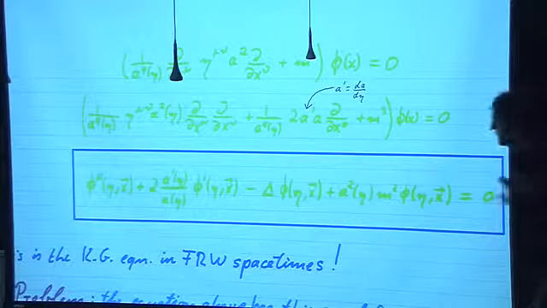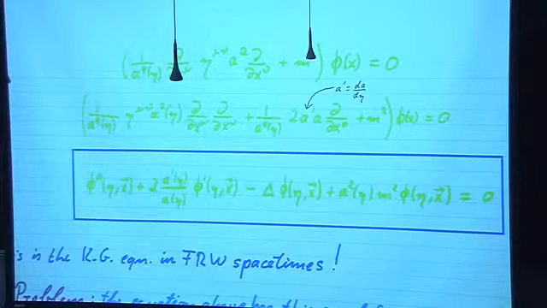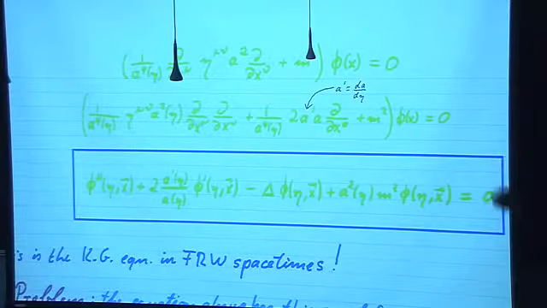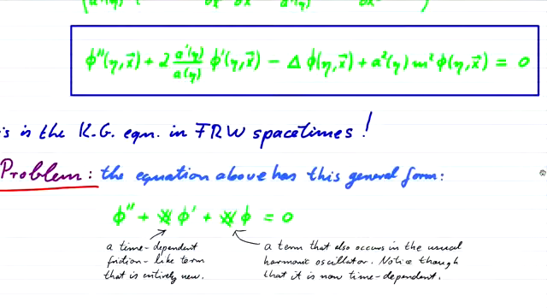Okay, so here we go. That's the Klein-Gordon equation for FRW spacetimes. But is that the thing you want to quantize? It's not. There is a problem with it, which is that it introduces an element that we have not studied before. Let us look at the shape of this thing.